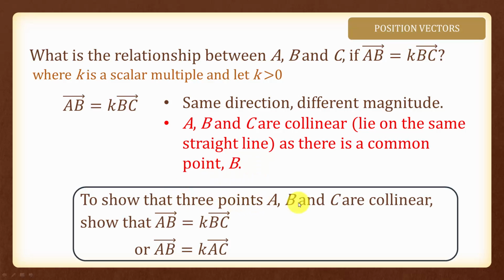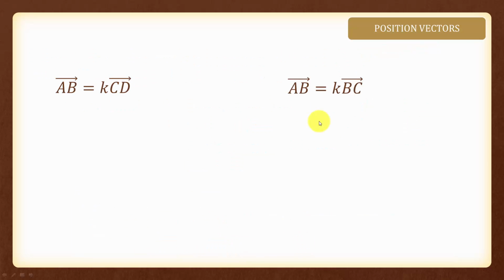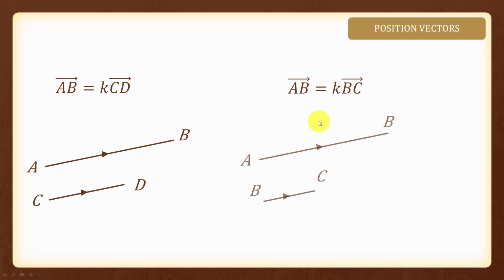To show that 3 points, for example, A, B, and C are collinear, we need to show that vector AB is equals to the scalar multiple of vector BC, or vector AB is equal to the scalar multiple of vector AC. As seen earlier, if these two vectors are equal, then these two vectors have the same direction but have different magnitude, and they are parallel. Likewise for this. Now you notice that there's a common point B here, and therefore AB and BC are joined. And hence, the points A, B, C lie on a straight line, or what we call collinear.